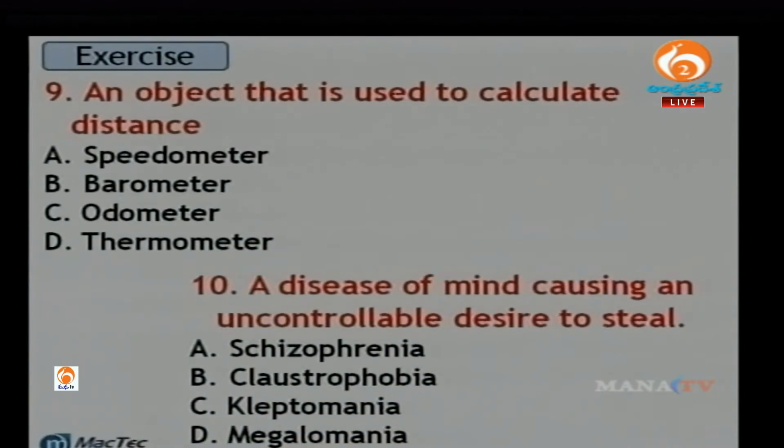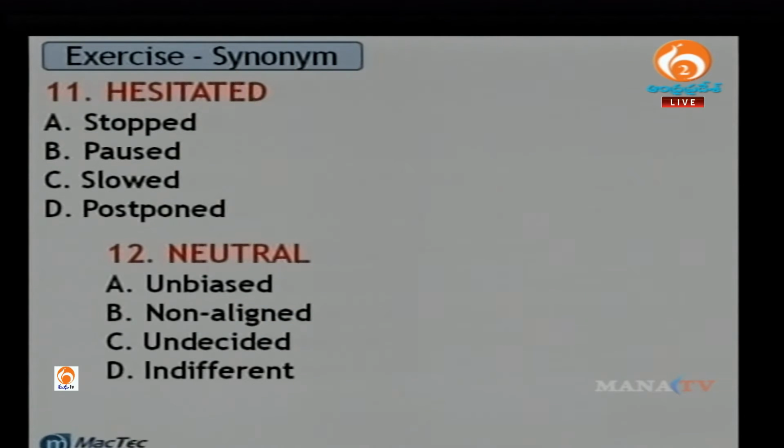The question stem here is a disease of mind causing an uncontrollable desire to steal, and that is called kleptomania. Kleptomania is a disease of mind causing an uncontrollable desire to steal. All right. Question number 11. Here you need to find the similar word, the synonym. The question is hesitated. What is a synonym for hesitated?